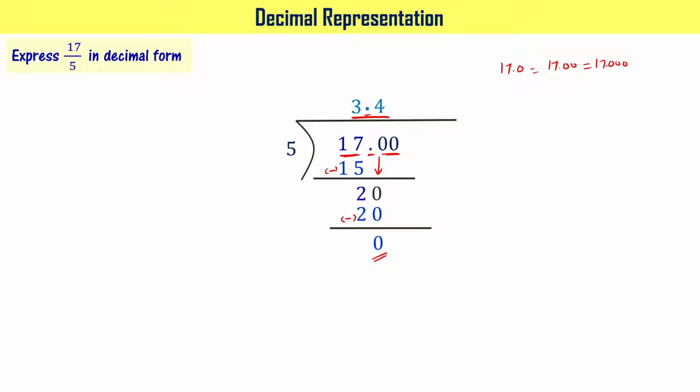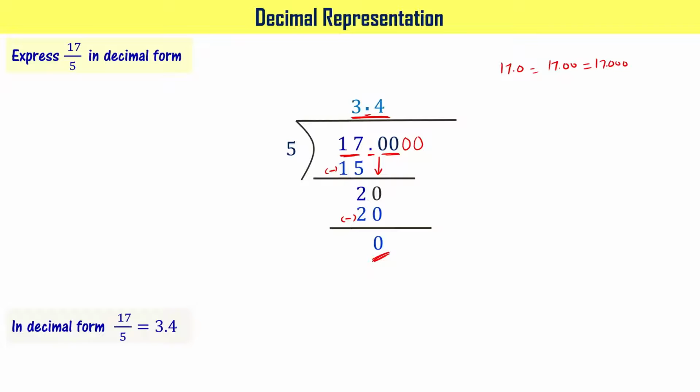So a priori, in the beginning of the problem itself, you don't need to write so many zeros. If there is a need, you can keep adding zeros like this, right? But in this case, only one 0 was sufficient for us to get the remainder as 0, right? Now I can write 17 by 5 in the decimal form as 3.4, right?